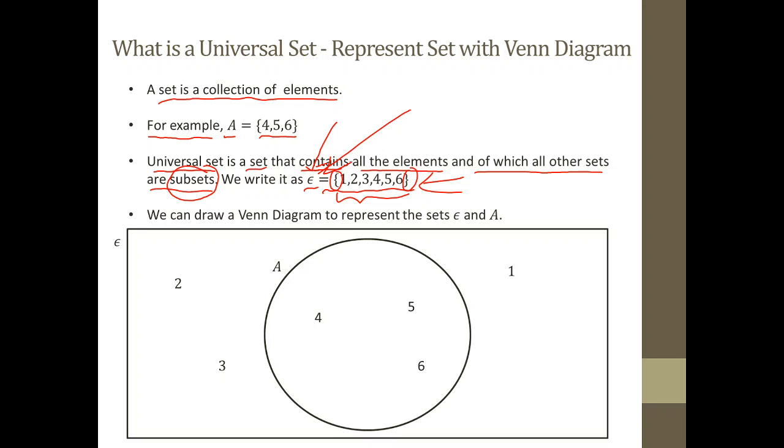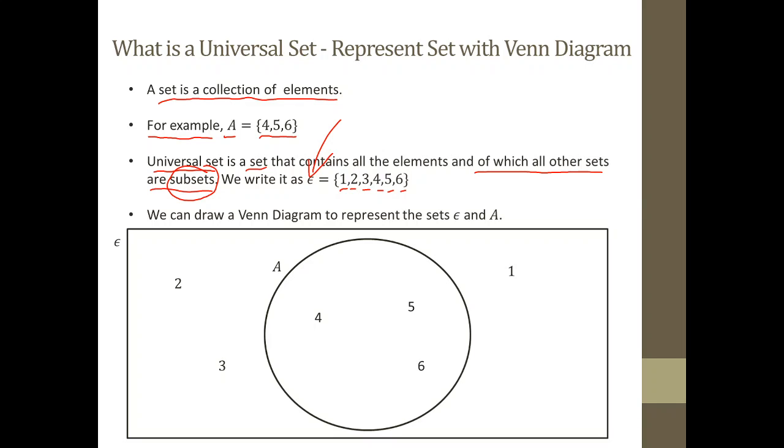You can express the universal set as epsilon. In my case, I call the universal set epsilon. Sometimes in other textbooks or the videos that you see on YouTube, they express the universal set as U. So there's no standard notation. In this video lecture and the subsequent video lectures, I express the universal set as epsilon. For this example, the universal set is epsilon and it contains the elements 1, 2, 3, 4, 5, and 6.